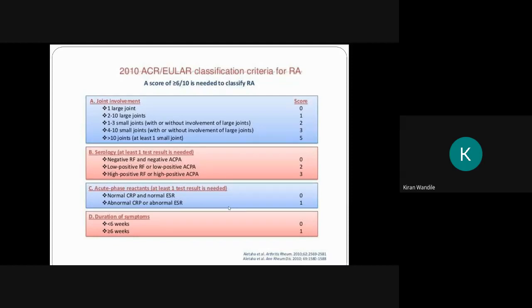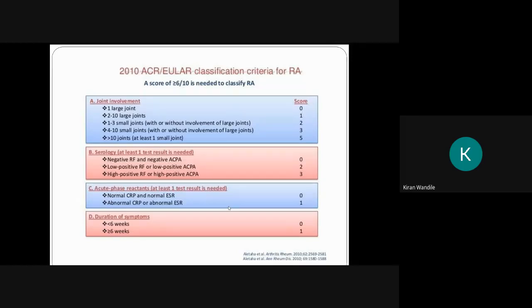And then serology, at least one test result is needed. That is either negative RF and negative ACPA, the score is given 0. Low positive rheumatoid factor or low positive ACPA, score is given 2. High positive RF, rheumatoid factor, or high positive ACPA, the score is given 3. Then certain acute phase reactants are considered, that is CRP and ESR. Abnormal CRP or abnormal ESR, the score is given 1.